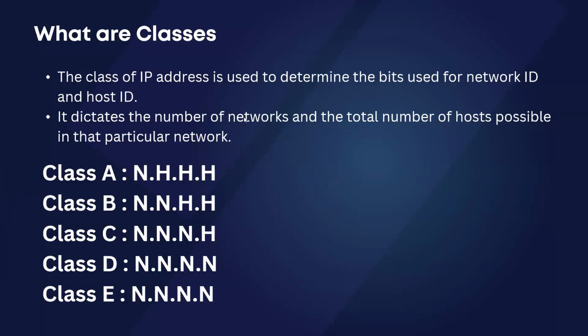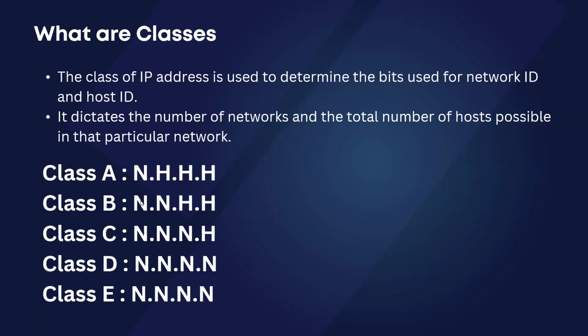So each of these classes has a unique network and host portion. Class A has one network portion and three host portions. Class B has two network portions and two host portions. Class C has three network portions and one host portion. Class D and Class E have all network portions, no host portions in them. So as you're going down the line, network portions are increasing in number.